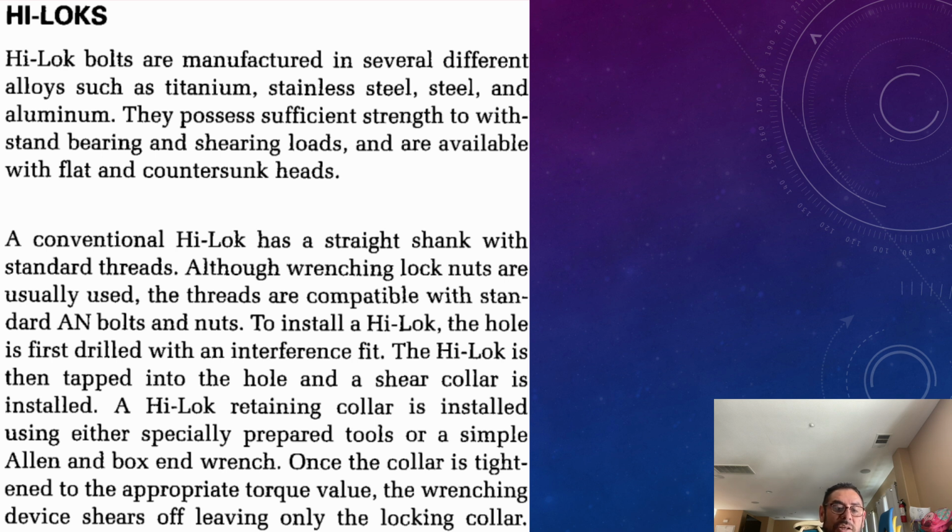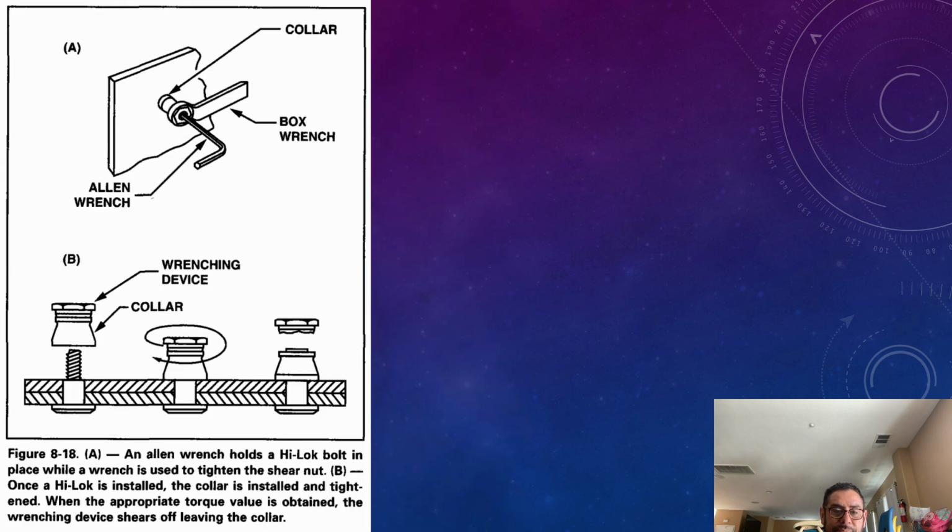To install a high-lock, the hole is first drilled with an interference fit. The high-lock is then tapped into the hole and a shear lock is installed. An Allen wrench holds the high-lock bolt in place while the wrench is used to tighten the shear nut. Once the high-lock is installed, the collar is installed and tightened. When the appropriate torque value is obtained, the wrenching device shears off, leaving the collar.